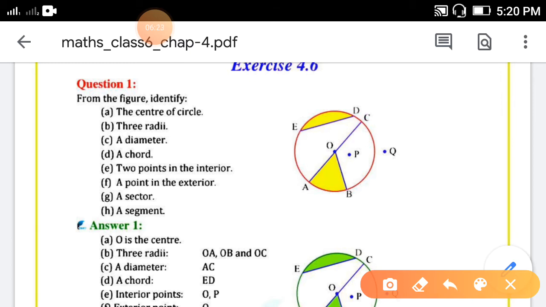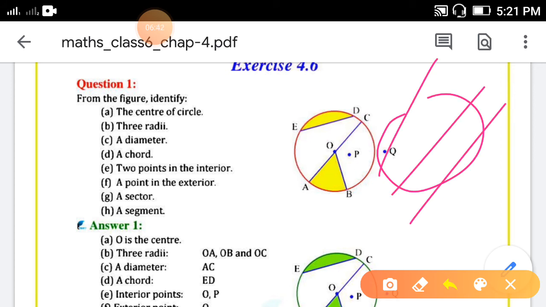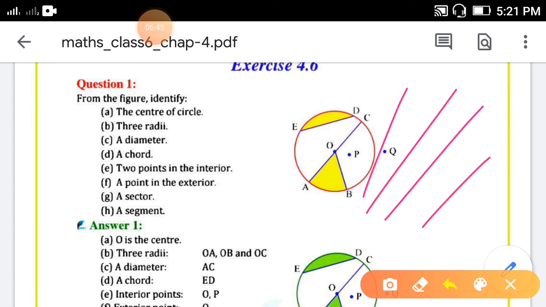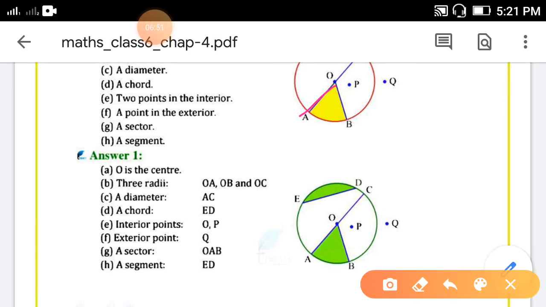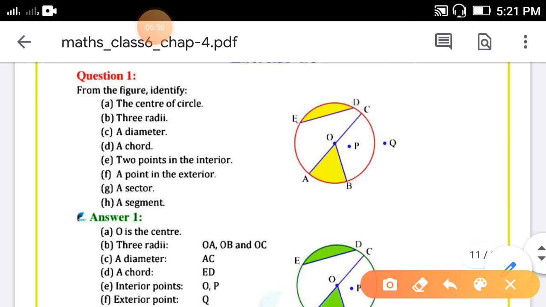Then chord, that is ED. On the circle, any 2 points you join, then you will get a chord, but it does not pass through the center point. Interior means inside the circle, this is the interior part. Outside of the circle is the exterior part, all this portion. Sector, the sector is OAB. This is the sector. And segment: 2 points on the circle that you join, that does not pass through the center point, that is a segment.